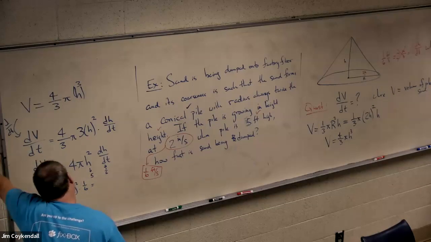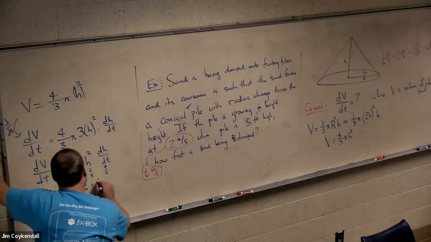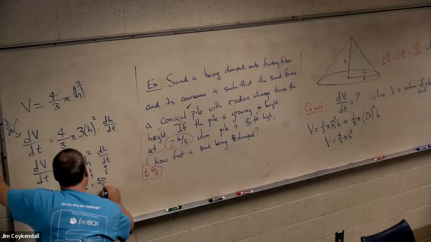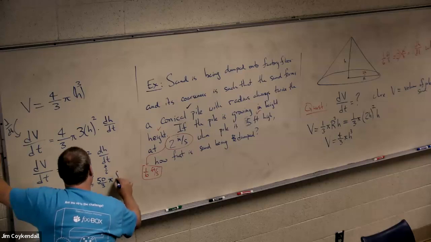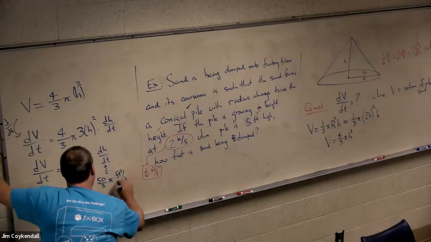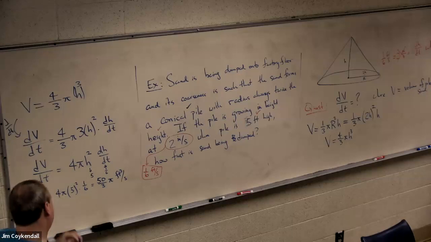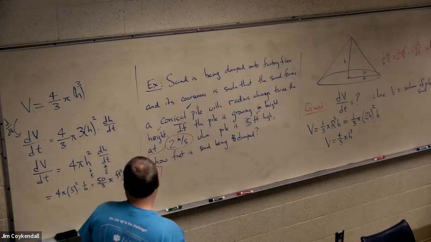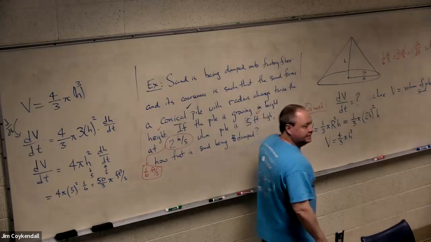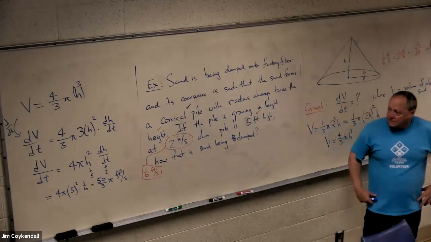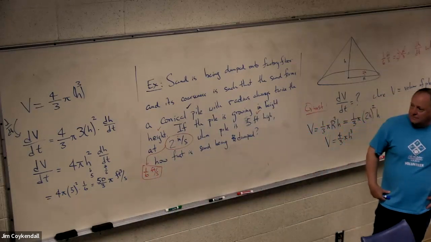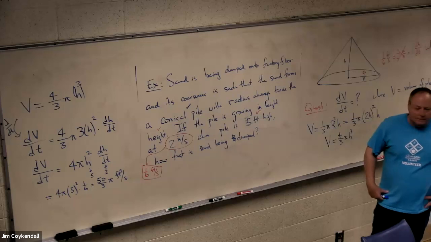And let's see. That's 100/6, so that's 50/3 pi cubic feet per second. That's pretty technical. Any questions?